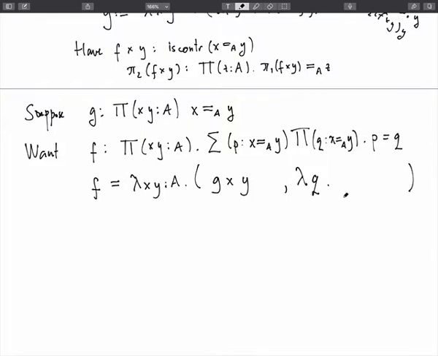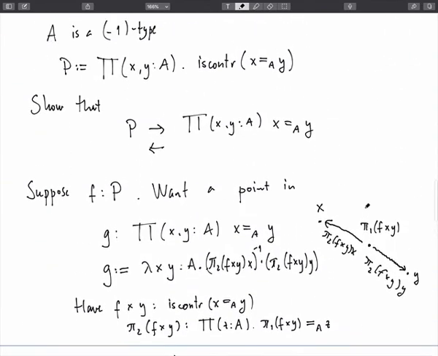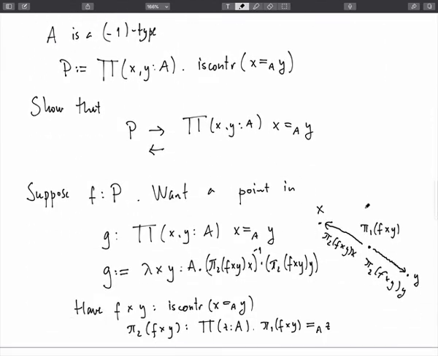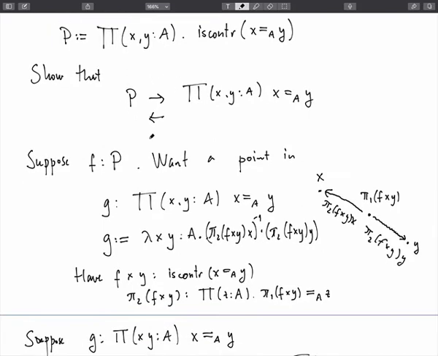Okay, so this I'm going to give you as homework, because I don't want to get into it now, since I'm looking at the time. So, conclusion: this -1 type is the same thing as this thing here, at least co-inhabited. We can later prove that these two maps are actually equivalences and P is actually equivalent to this, but we don't know that at this point.